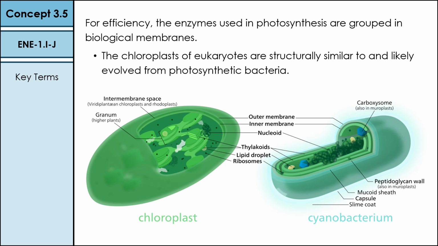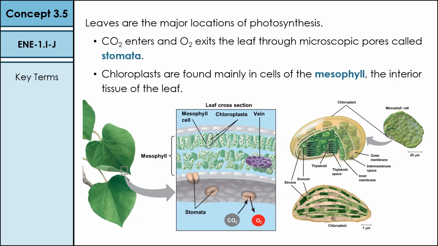Now, chloroplasts are not found in all plant cells. In fact, we really only find chloroplasts in areas of the plant where we would expect sunlight to be easily accessible. So we are going to really look most closely at leaves. Leaves are our major locations of photosynthesis, and therefore they are chock full of chloroplasts in their mesophyll cells.